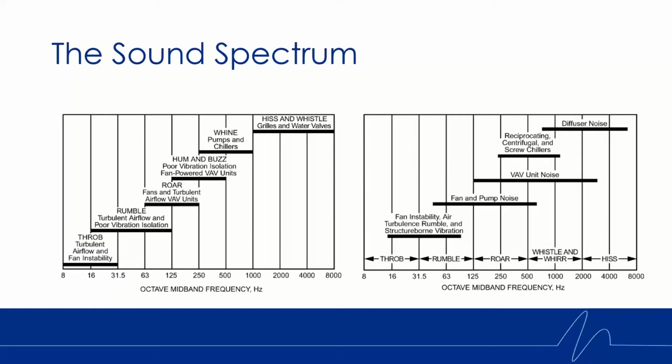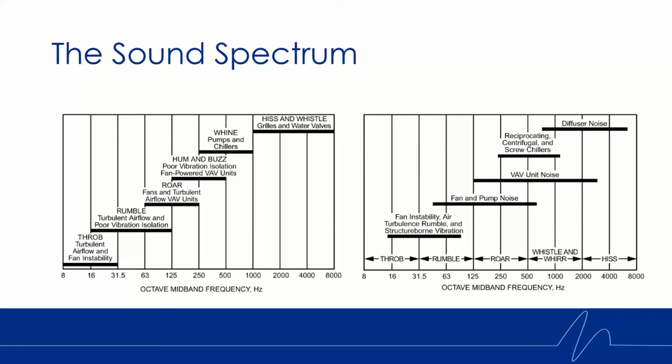Where that energy, or the octave bands that have most of that energy, is going to depend on the piece of equipment it is. So looking at these charts now, these start at very low frequencies, that 8 hertz to 32 hertz. That's going to be a throb. That's not going to be something you hear. That's going to be something you feel. And it's not something that typically comes up on a typical commercial HVAC system.